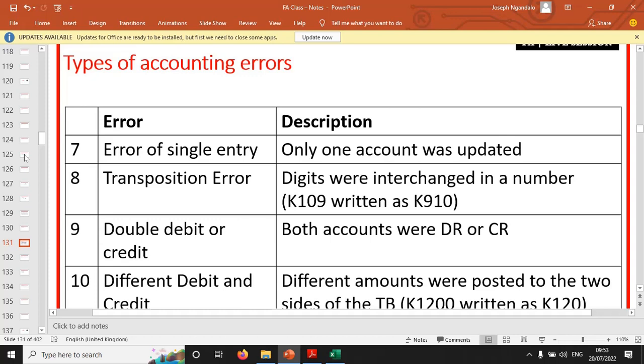Okay, progress. Just to help you, in a transposition error, the difference is exactly divisible by 9. So find the difference, 910 minus 109, and divide by 9 to check whether you have any remainder. Do you have any remainder? There should be no remainder. No remainder, right?